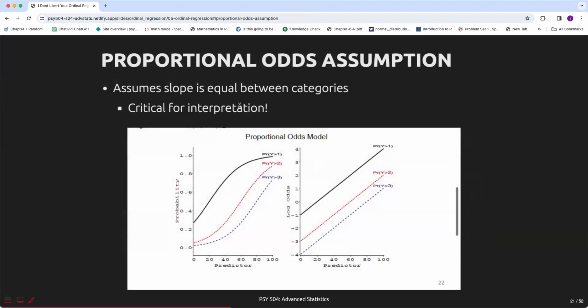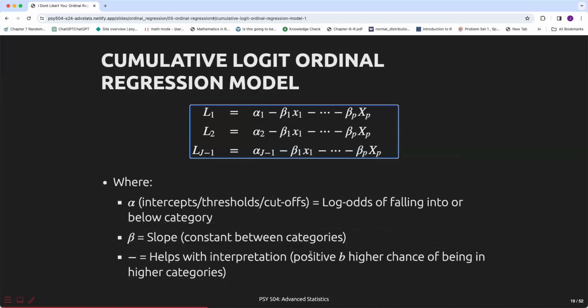Good. So as I mentioned, the slope is constant between each of the equations. We're not estimating different slopes for each equation. This is based off a critical assumption of the cumulative logit models, and that's the proportional odds assumption. What the proportional odds assumption states is that the slope between categories is going to be constant, it's not going to be changing. So there's going to be parallel lines here, and that's critical for interpretation. Our interpretation is that higher B means higher chances of being in higher categories. If our slopes are not constant, then we can't use that interpretation, which makes things a little bit more complicated. So these models are pretty simple and pretty easy to interpret, but it makes things more complex when we don't have proportional odds. And I'm going to show you how we can test for that with actual data.